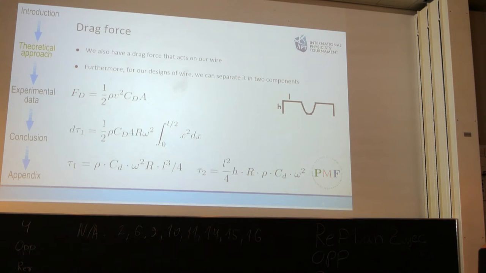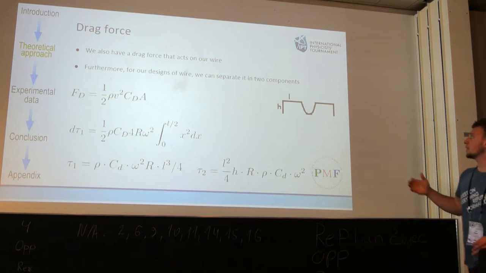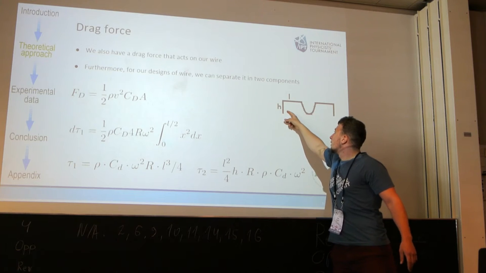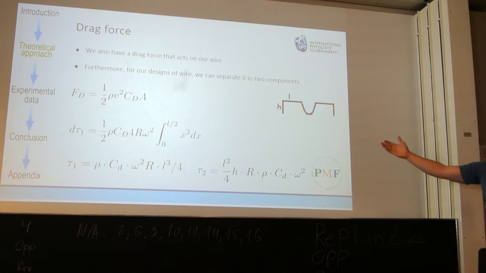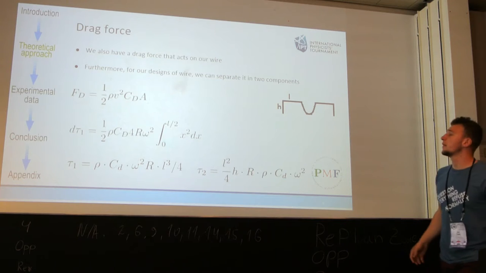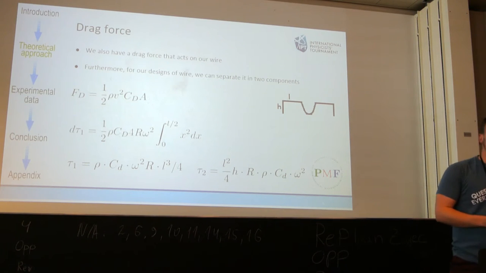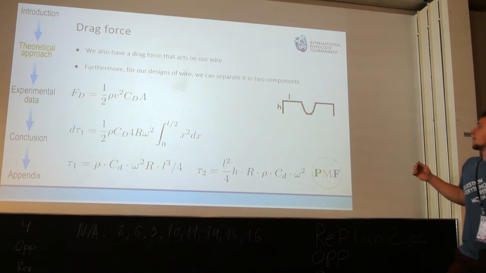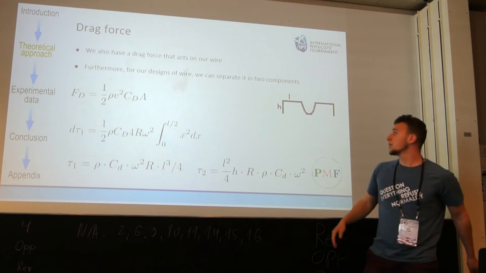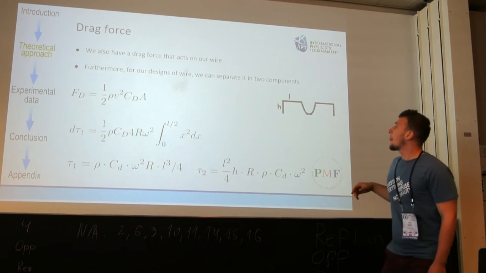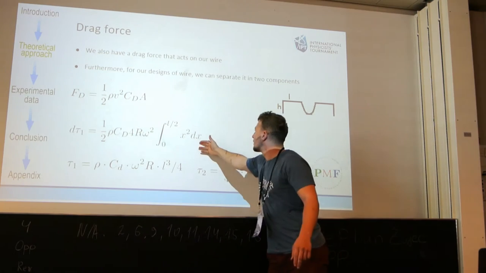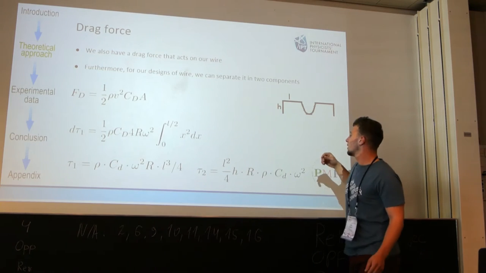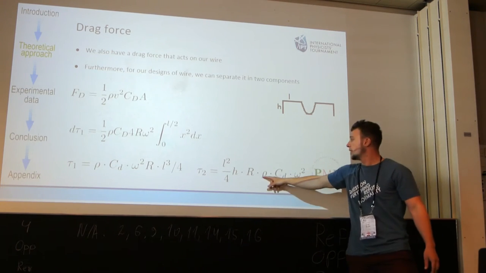Also, there is a drag force. For our designs, we have this length L and this height H, and the drag force is given by the expression one half times rho v squared C_d A, and we have to integrate. So we have two components of drag force. One is here and one is here, and we integrate over that dimension, and that is this torque for this. And analogous to that, we have this torque for this.